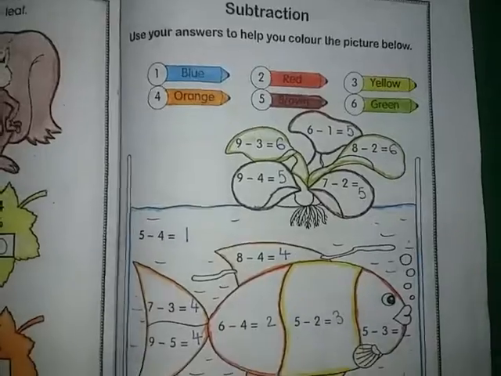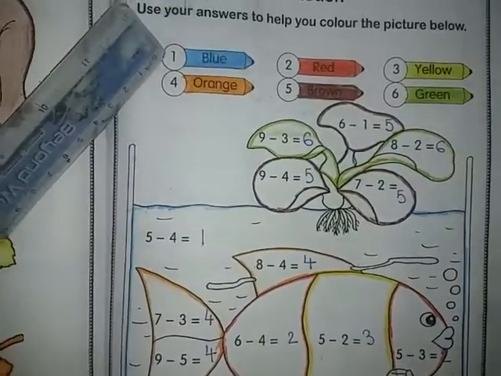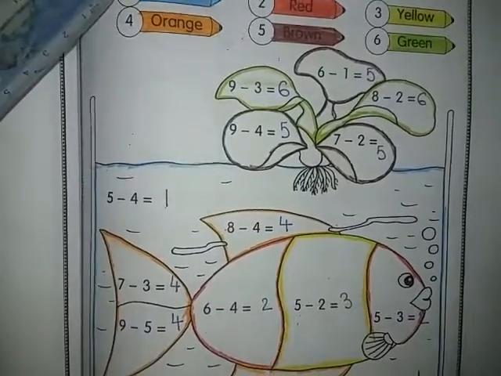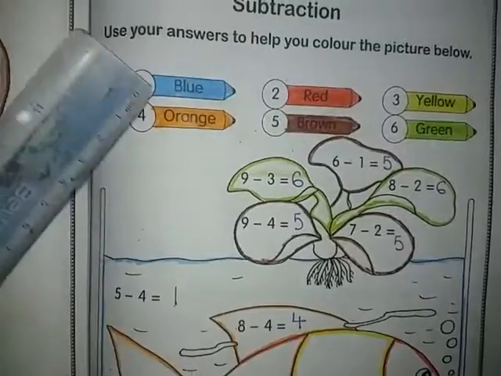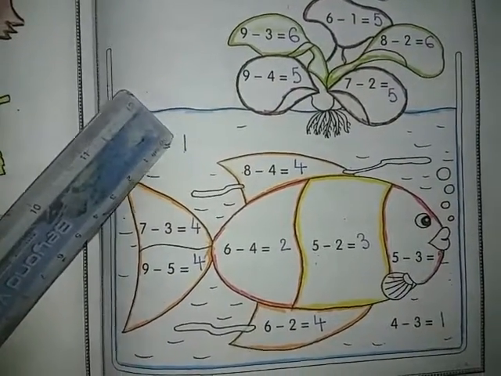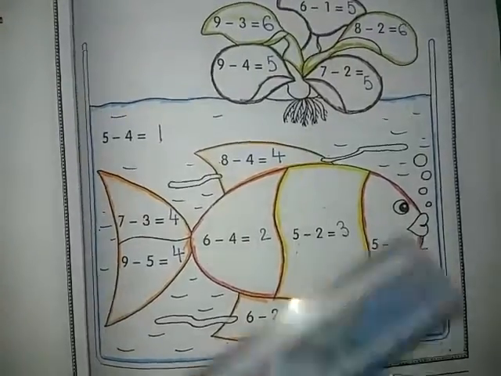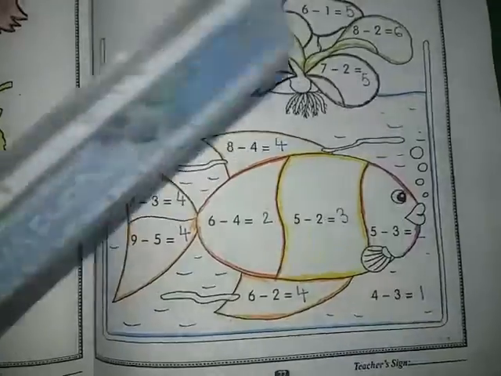But one thing is left, that we have to color the things according to the answer. If the answer is 1, we have to color that blue. This is 1, this is 1, and this is 1. So we have to color this water blue.